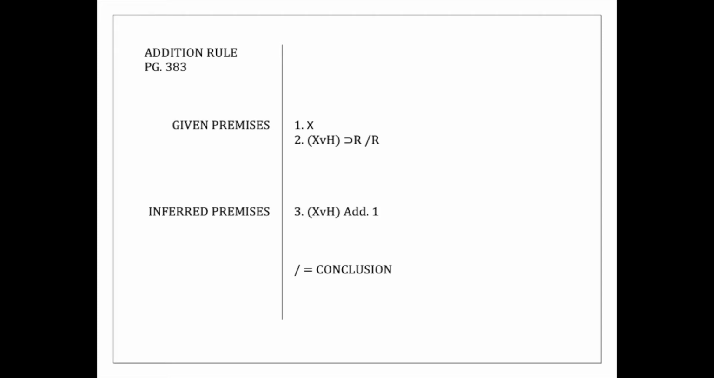Infer premise 3, x or h, based on addition 1. Given x in premise 1, you can infer a disjunction with any sentence as your second disjunct. It makes sense for us to infer x or h, adding the h as the second disjunct, because x or h is the antecedent of the conditional in premise 2. If x or h, then r. Once we infer x or h based on the addition rule, then we can infer r based on modus ponens, premises 2 and 3.